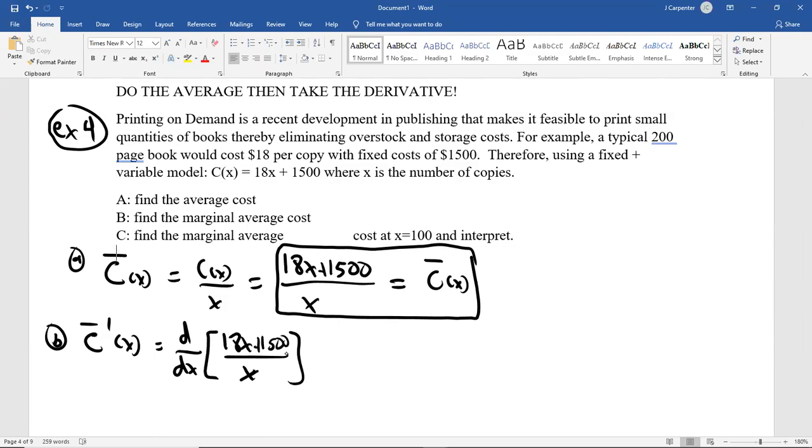Because the denominator is just x, it doesn't have x plus 5, it's not x squared minus something, it's just a single term. Because the bottom is a single term, we can skip the quotient rule.